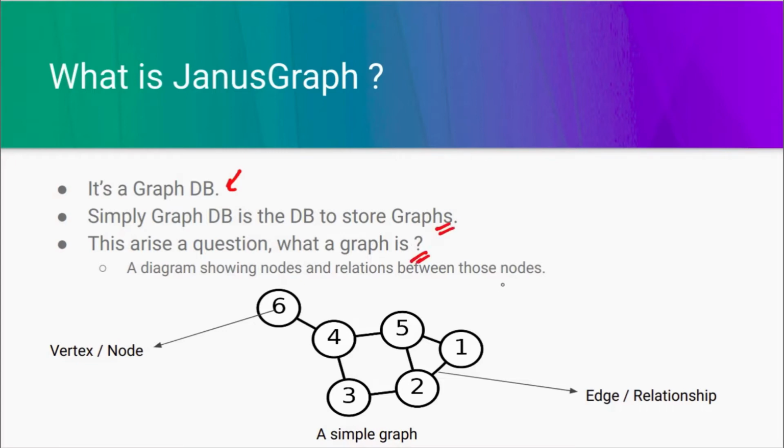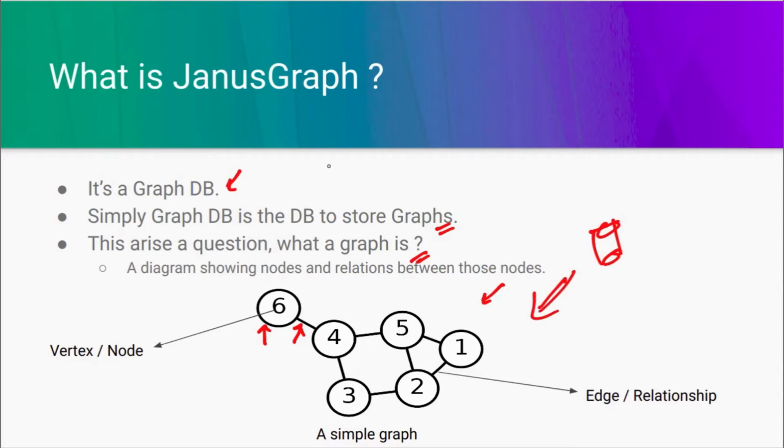To understand this, just see here. In this particular diagram, we can see majorly two things. The first one is the node or vertex. The second one is the relationship between the two, also known as edge or relationship. So this particular pictorial representation is known as a graph. So a database in which we can store this is simply a graph database.